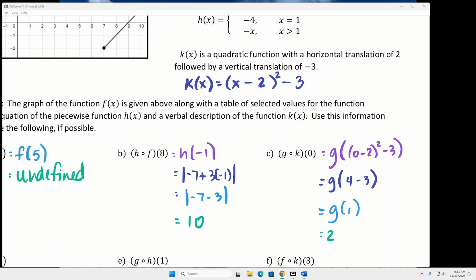Okay, so you guys try D through F on your own. I don't think anything weird happens on these.